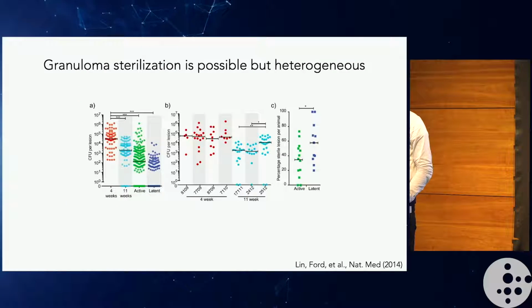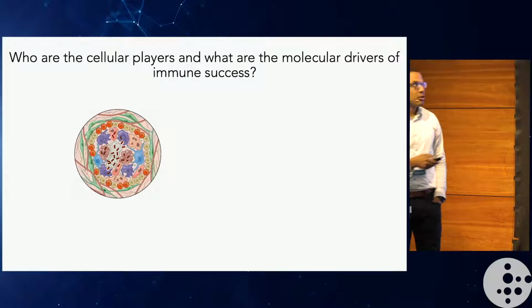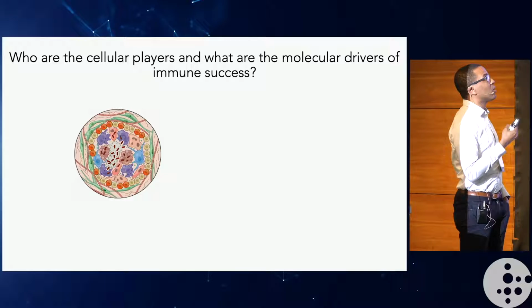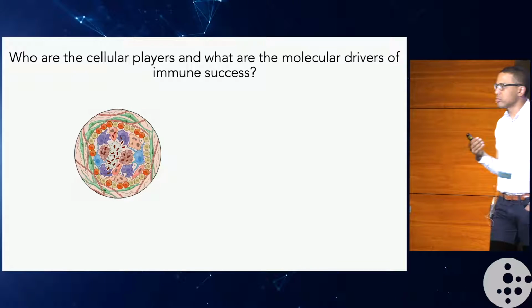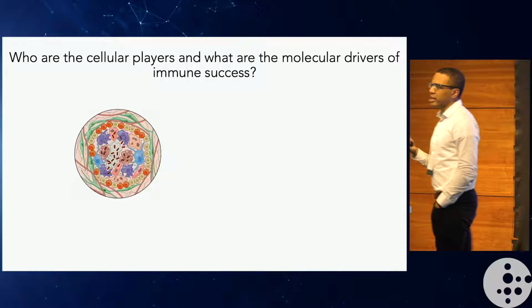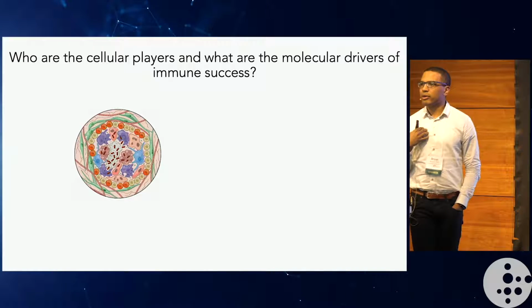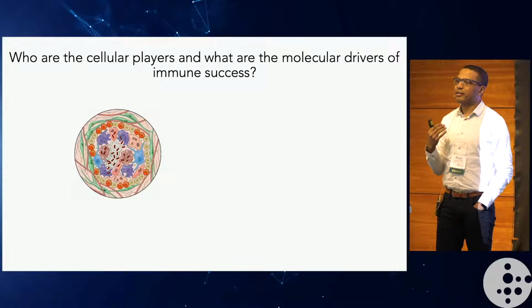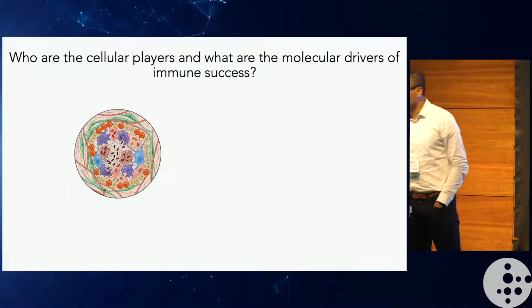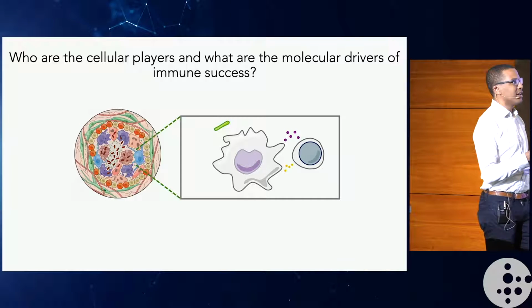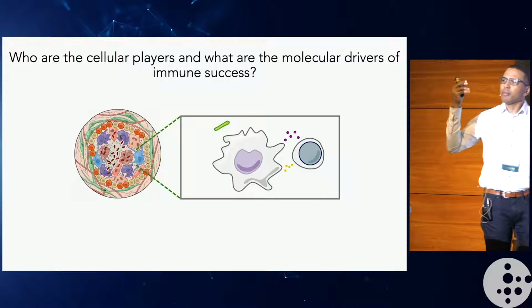And for the sake of time, I'll just skip through this slide. The questions that we ask in my lab are: who are the cellular players, and what are the molecular drivers of immune success? And like I said, the way that we like to think about this problem is how are these initial conditions established in disease?